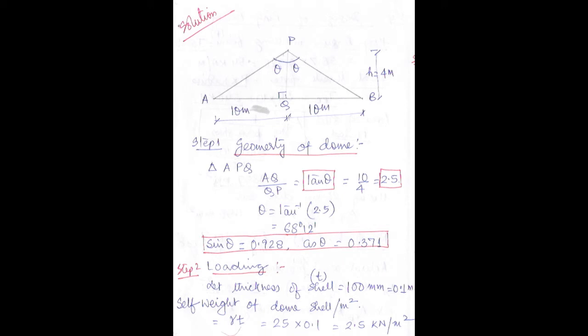Now the self weight of the dome shell per meter square, if we assume that 1 meter square is the cross sectional area. What is it? Gamma into T. Gamma is the unit weight of concrete. This value you have to memorize, or you should know the unit weight of concrete, that is 25 kilonewton per meter cube. Even if it is not given in the question, you are assumed to know this value. These are standard values. So 25 multiplied by T, the thickness, 0.1, so we are getting 2.5 kilonewton per meter square. That is the self weight of the dome per unit cross sectional area.